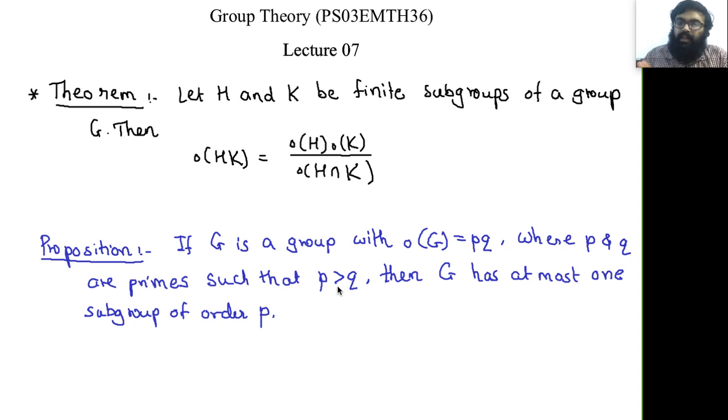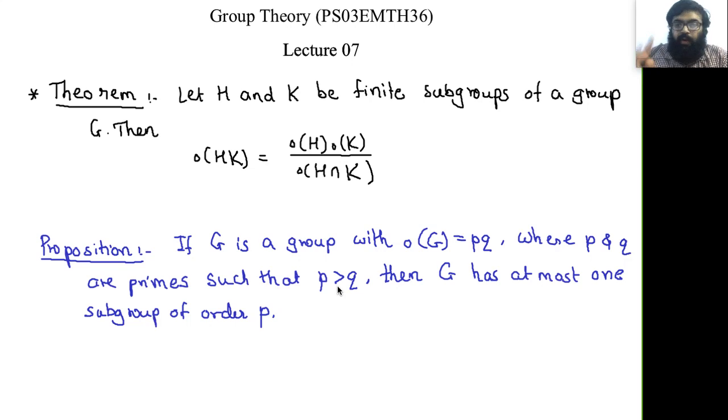Suppose order of G is 10, again two primes, p and q. p equals 5 and q equals 2, 5 into 2. Then again it says that G has at most one subgroup of order 5. Whichever is the bigger prime, at most one subgroup of that prime order. Either there is no subgroup, or if there is a subgroup of that order, it cannot be more than one. So this is an interesting result.